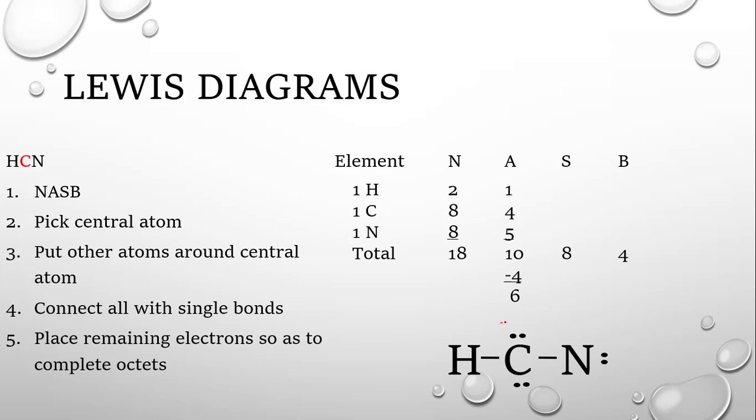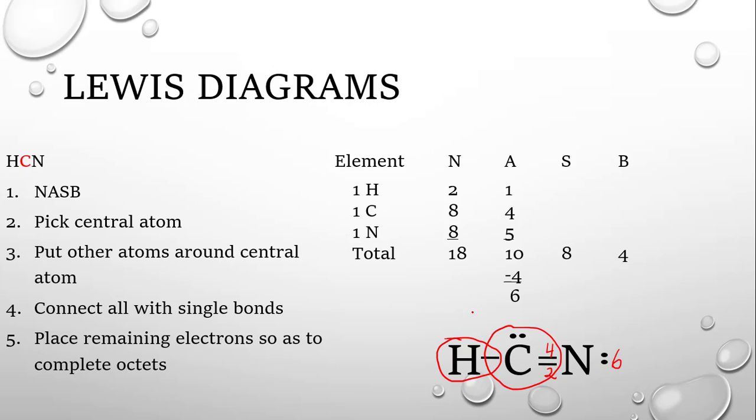And we see that the carbon has 2, 4, 6, 8. The hydrogen has 2. And the nitrogen has 2, 4. That is not a noble gas configuration. So we're going to take this pair and slide it up here. When we do that, it looks like this. Hydrogen hasn't changed. Carbon still sees 8. And the nitrogen sees 2, 4, 6. That's still not an octet because octet means 8.